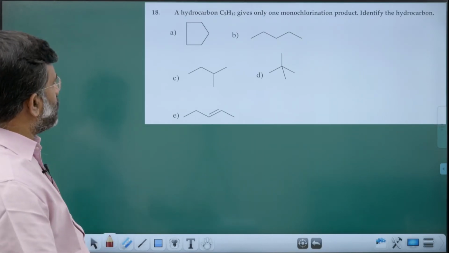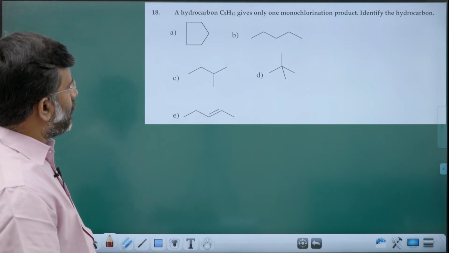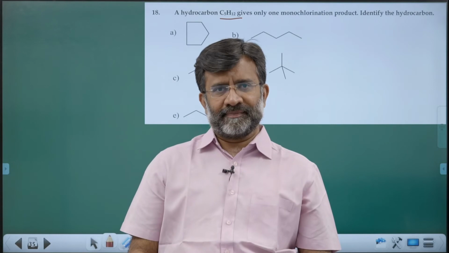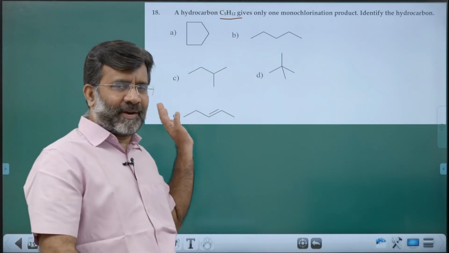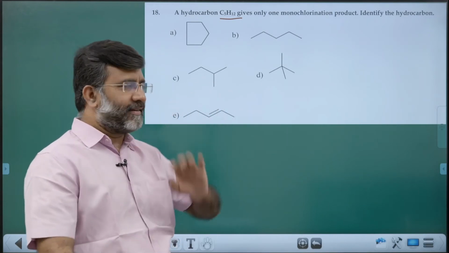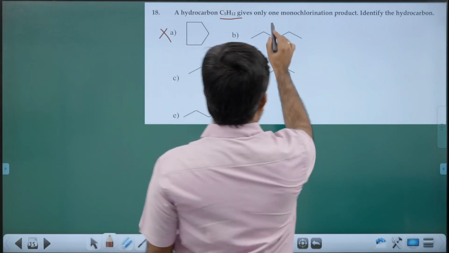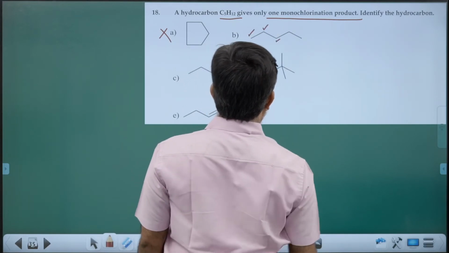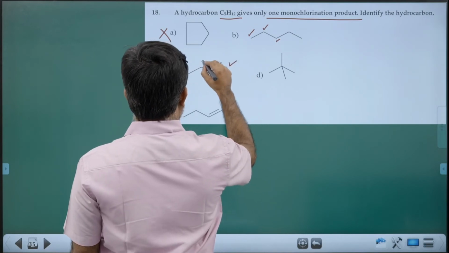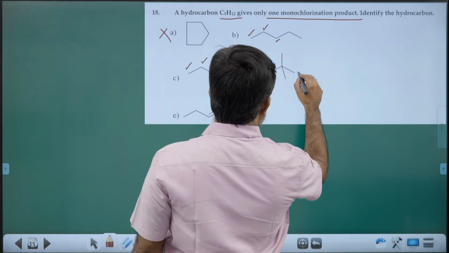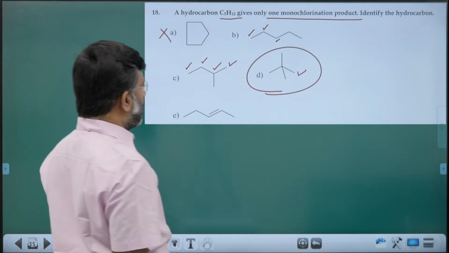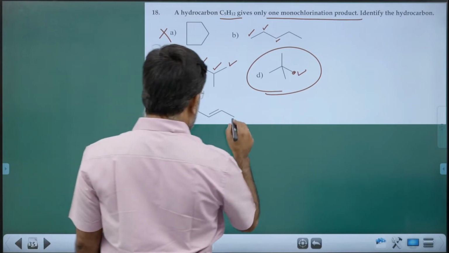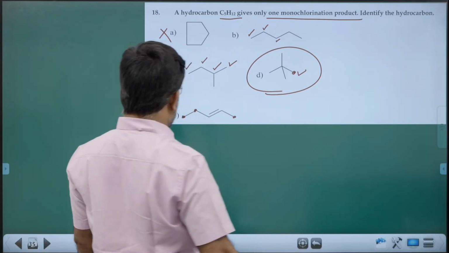A hydrocarbon C5H12 gives only one monochlorination product. Identify the hydrocarbon. See, C5H12 means alkane. It cannot be cycloalkane. Cycloalkane will have a formula similar to alkene, C5H10. So this is ruled out. We want only one monochlorination product. Here you will get 3 monochlorination products. Here you will get 4 monochlorination products. Here you will get 1. This is the answer. You get only one monochlorination product because this carbon and all other carbons are the same. While here you can get 3 monochlorination products.